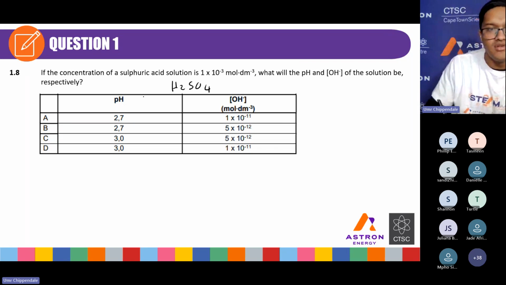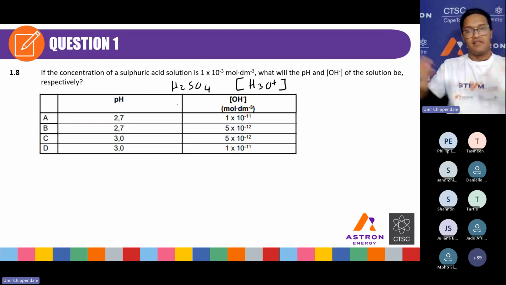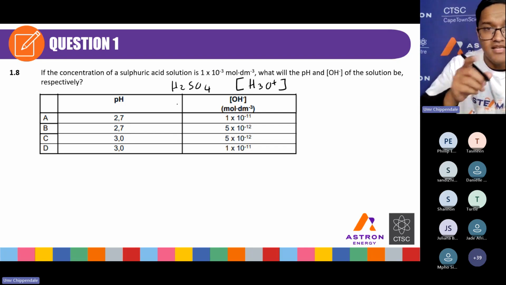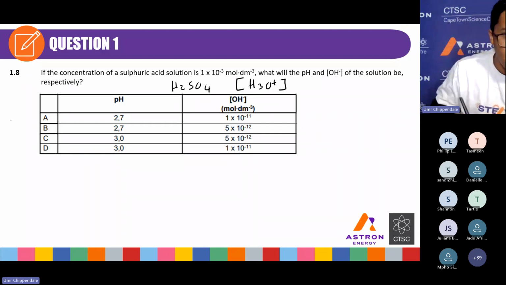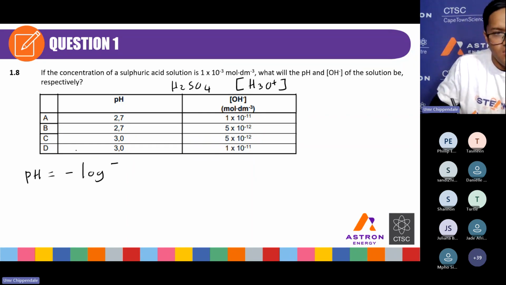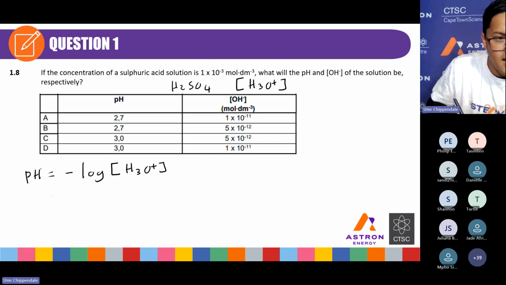H2SO4. But also, because you're speaking of the acid, we know that is our H3O plus ions, right? So we can also write the concentration of this like that. And they told us it's 1 times 10 to the negative 3. So in this case, we know our formula for pH is equal to negative log of the concentration of your hydronium ions, H3O plus ions, which is in this case the concentration of our sulfuric acid. So you're going to write negative log of 1 times 10 to the negative 3.